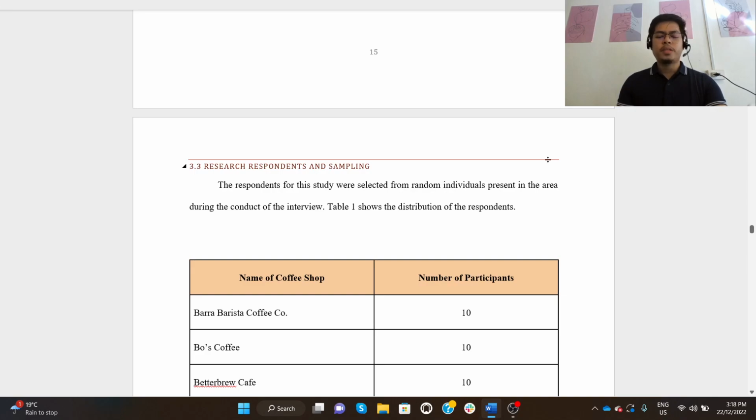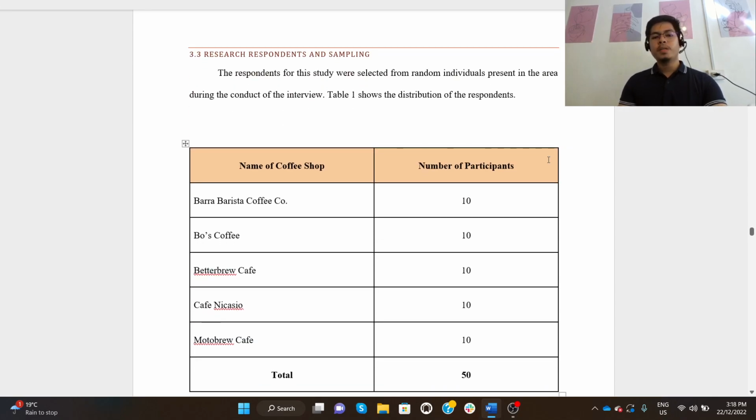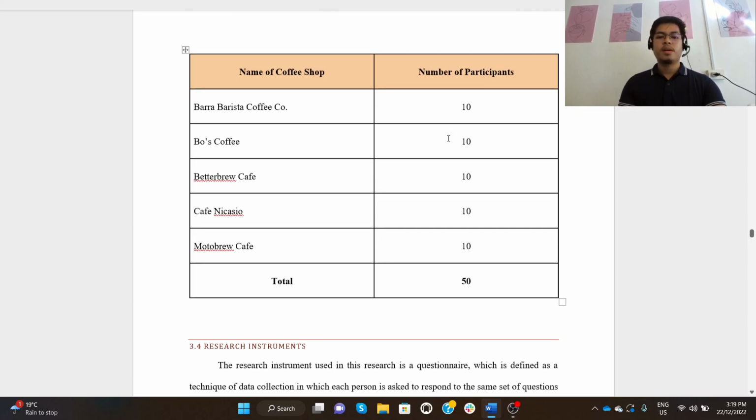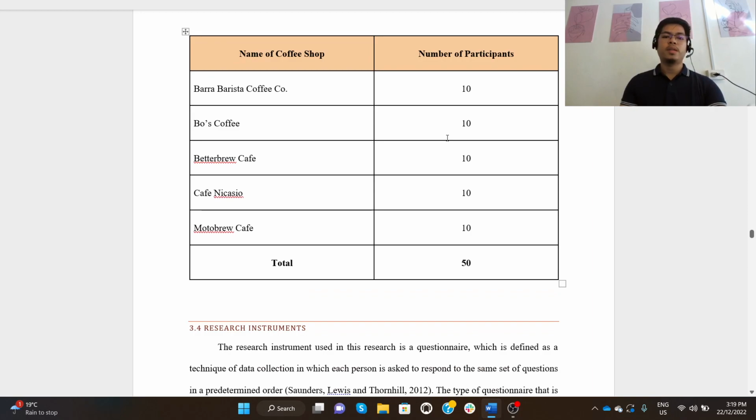Let's have research respondents and sampling. The respondents for the study were selected from random individuals present in the area during the conduct of the interview or the survey. Table 1 shows the distribution of the respondents. So we have here column 1, the name of the coffee shop, and column 2, the number of participants.